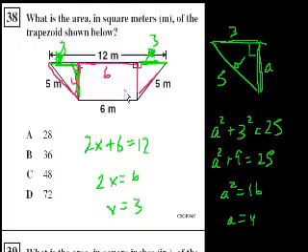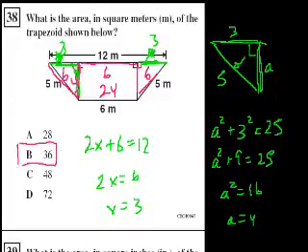What's the area of the rectangle? 6 times 4, it's 24. What's the area of each of these triangles? 3 times 4 times 1/2. 3 times 4 is 12, times 1/2 is 6. So the area of that triangle is 6, the area of this triangle is 6. So 6 plus 24 plus 6 is 36.